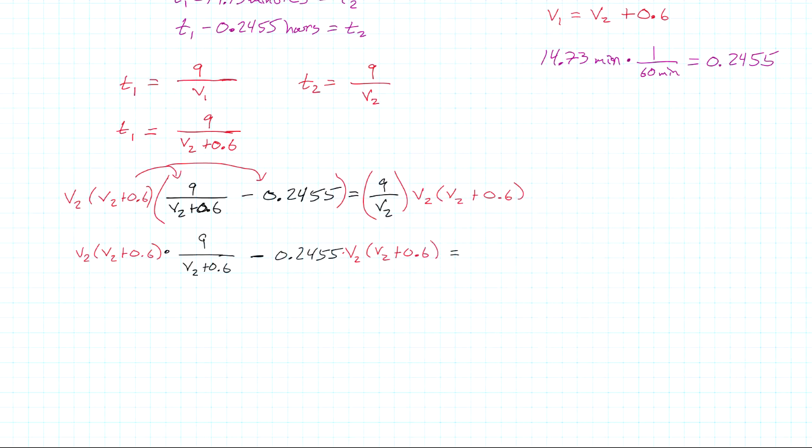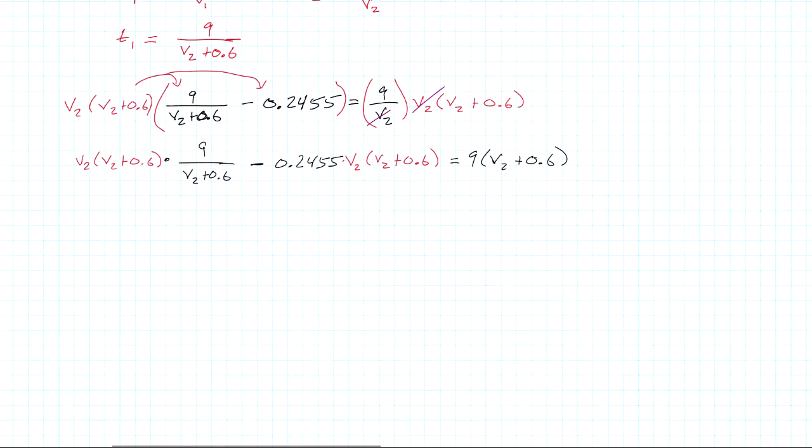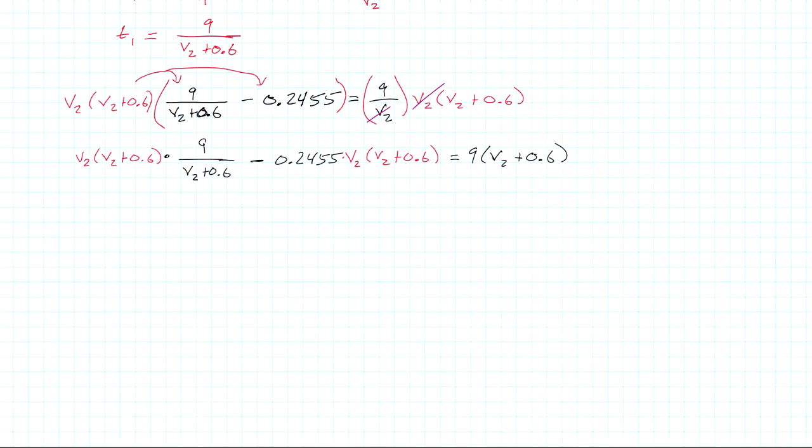And then this will equal, on the right side, we can cancel the V2s right away. And we'll be left with 9 times (V2 plus 0.6). All right, now we can start simplifying a bit. On the left side, our first term is V2 times (V2 plus 0.6) times 9 over (V2 plus 0.6), and we can cancel the V2 plus 0.6, top and bottom, leaving us with 9V2. The second term is minus 0.2455 times (V2 plus 0.6). Here, it doesn't look like we're going to have anything to cancel, so let's just distribute.